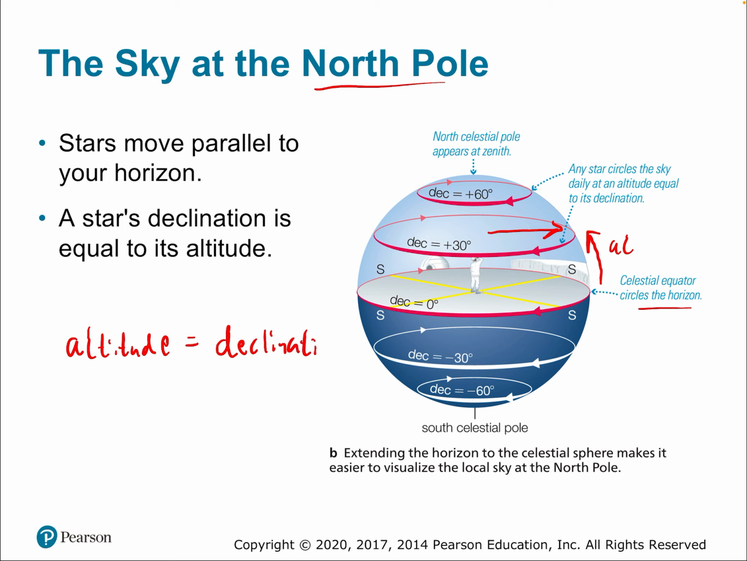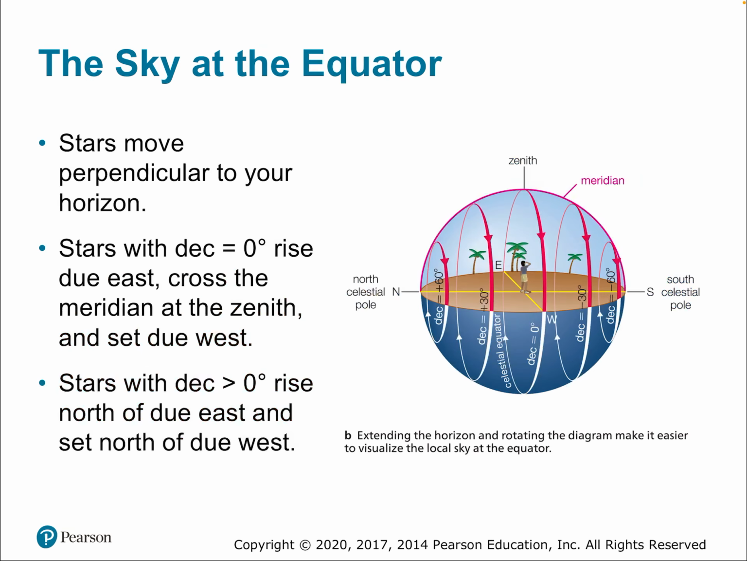But that's only true for someone standing at the North Pole. There'll be a relationship between altitude and declination at any latitude, and we'll define that, but you have a very easy relationship between the two if you happen to be at the North Pole. They're equal to each other. Again, remember that altitude is a local sky term, and declination is latitude on the celestial sphere, or the equivalent of latitude. All right, so now let's look at another extreme case that helps illustrate the idea.